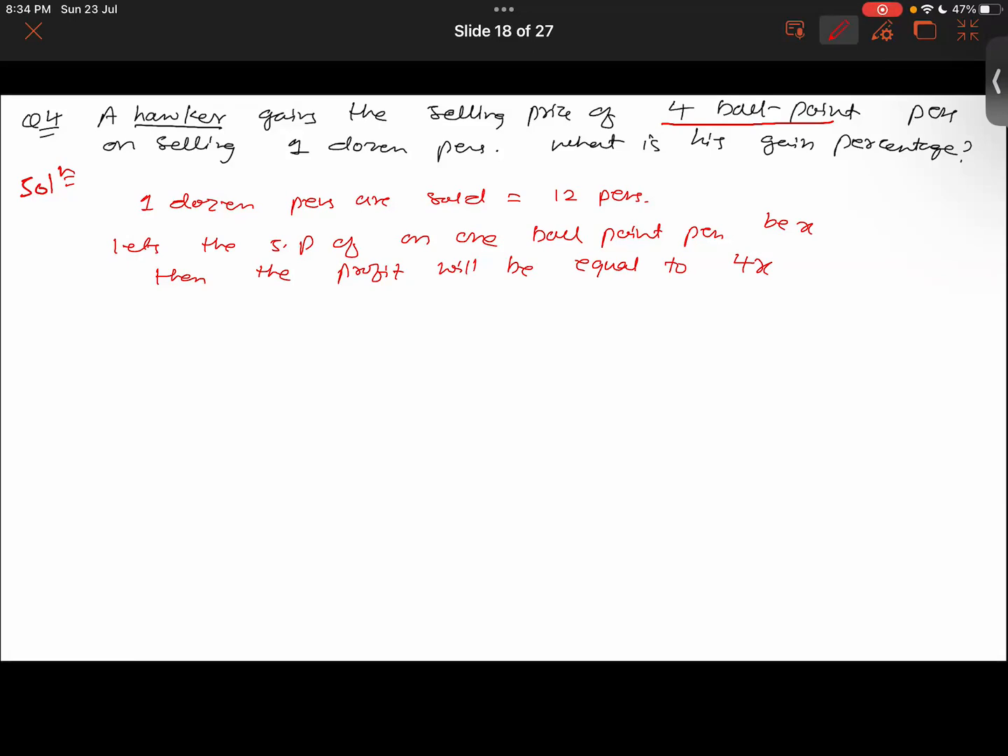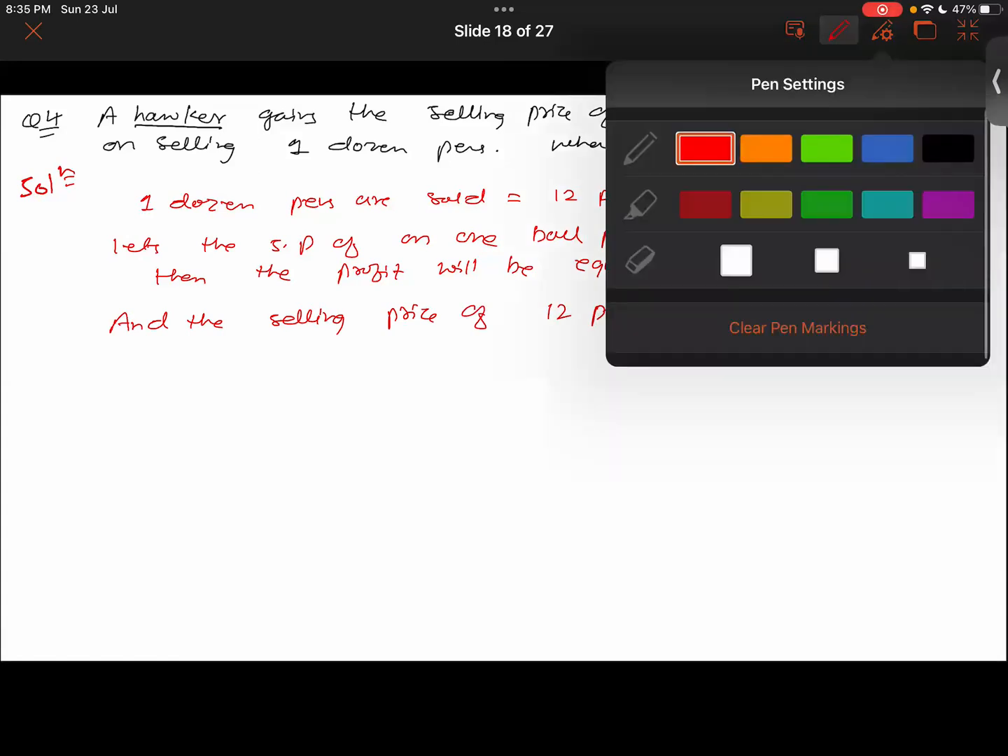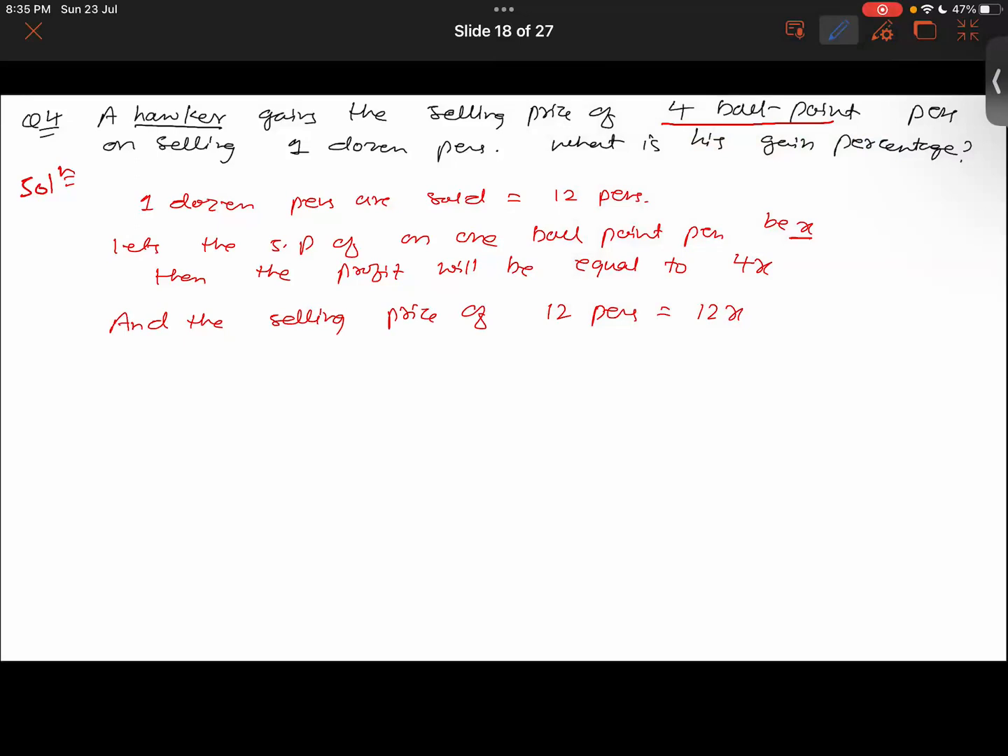So we have assumed the selling price of one ballpoint only here, but we have to count it in terms of 12 pens now. So the selling price of 12 pens equals 12x. Now, so far is the discussion clear? Is everything clear so far? Ahmed? Not really, sir.